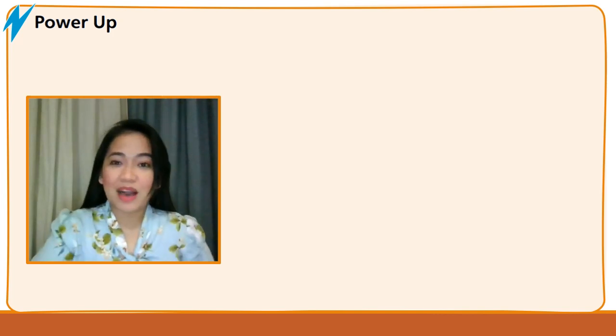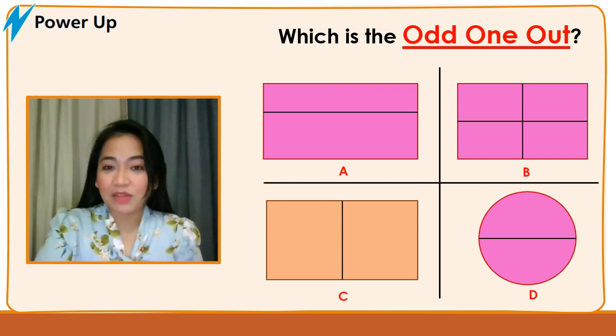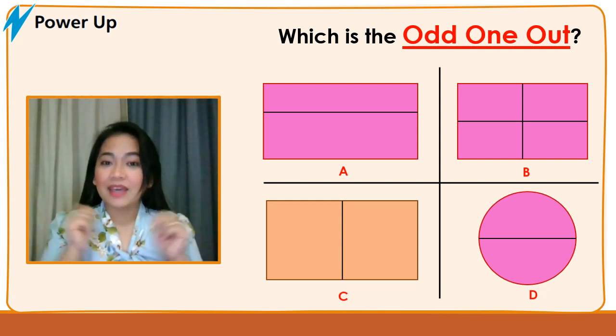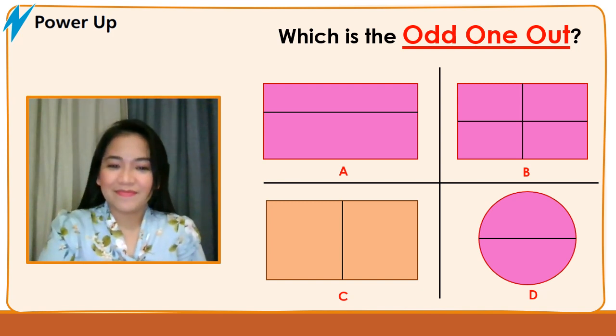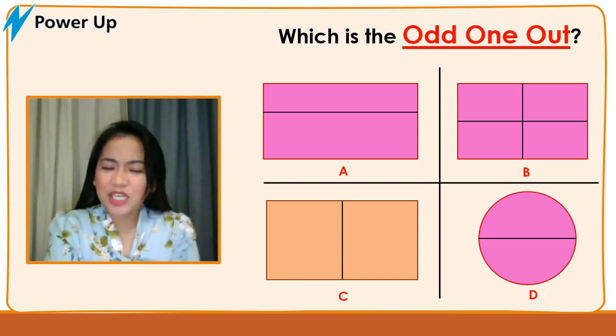Let's start with our power up, which is the odd one out. Pause and think. Okay, so let's get back together. So, children, which is the odd one out?